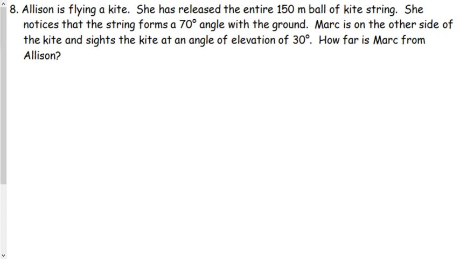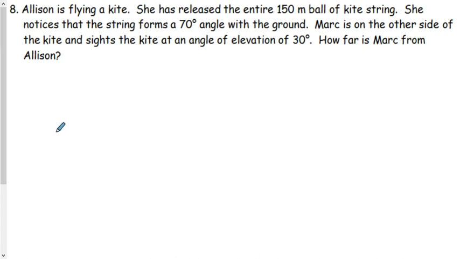First one, Allison is flying a kite. She's released the entire 150-meter ball of kite string. She notices the string forms a 70-degree angle with the ground. Mark is on the other side of the kite and sights the kite at an angle of elevation of 30 degrees. How far is Mark from Allison? So I'd like you to try and draw this first. See how it goes. Pause and try drawing it.